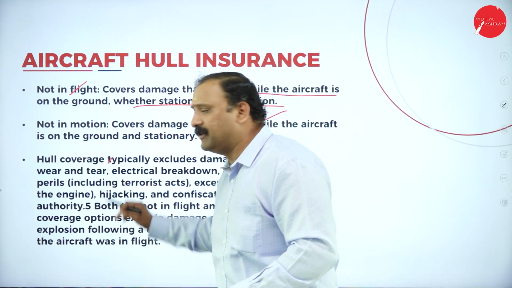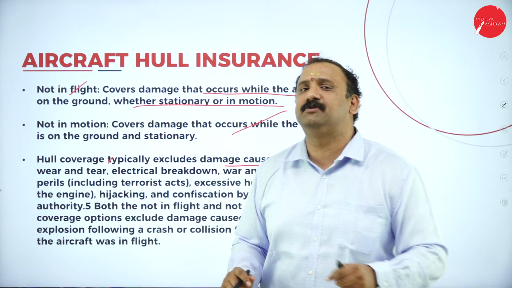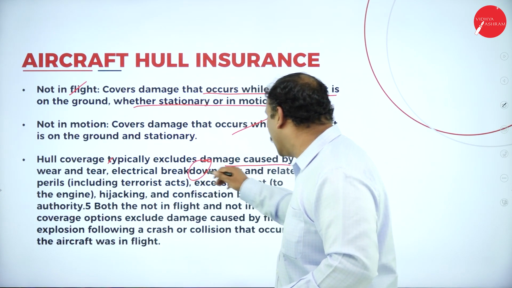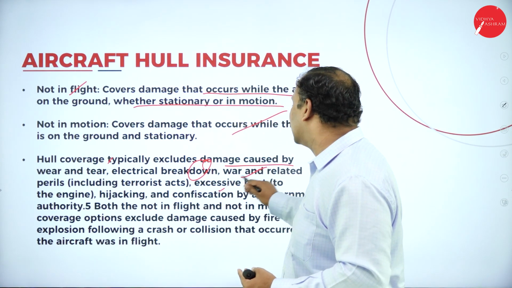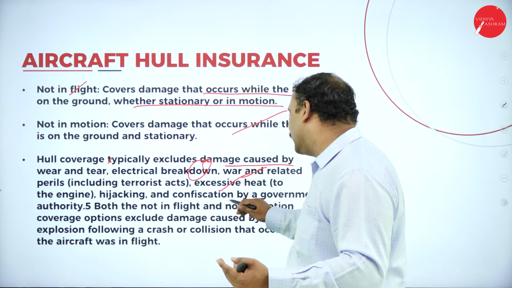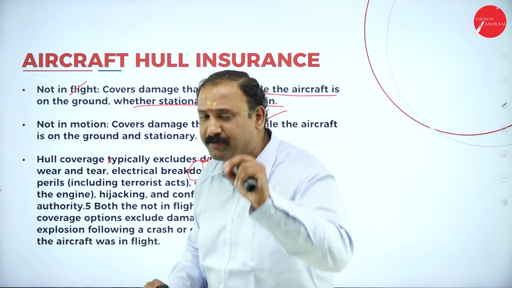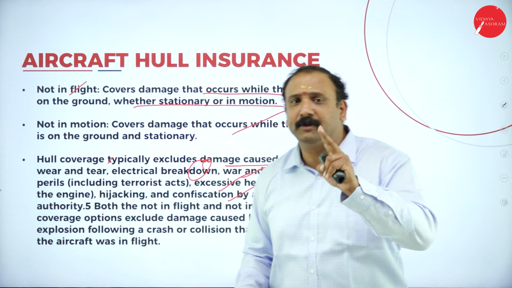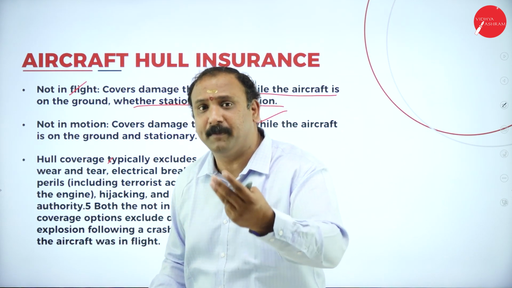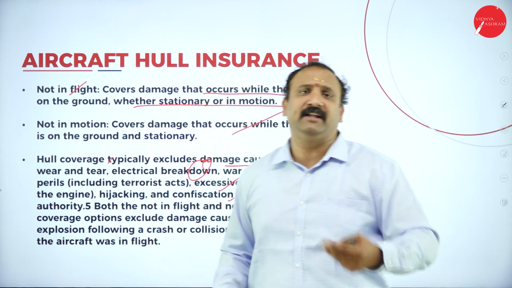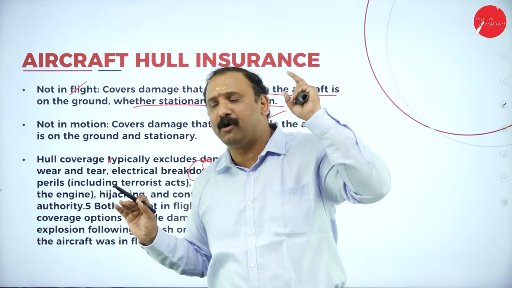Followed by that, the hull coverage typically excludes damage caused by wear and tear. The depreciation factors will not be counted here. Electrical breakdown, war-related perils, for example a terrorist attack, will not be included here. Excessive heat, hijacking, or any kind of confiscation by a government authority. These kinds of things are not a part of the insurance package. So, a terrorist attack, or a peril of war, or if you have crossed the international boundary, the international airspace, and you have been confiscated by another government or an enemy government altogether, we are not going to give you insurance at that point of time.